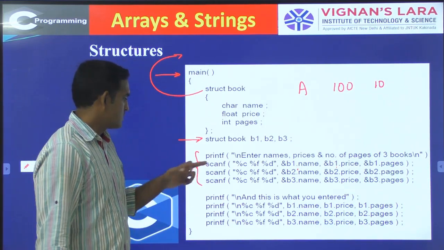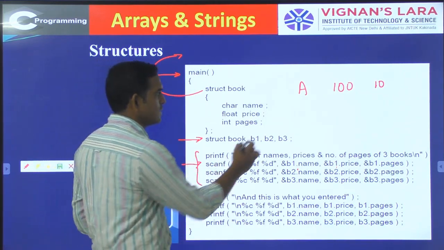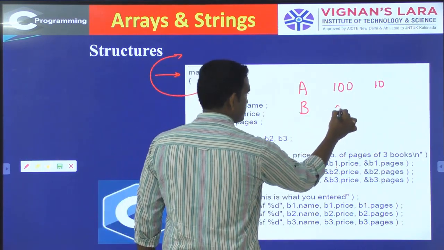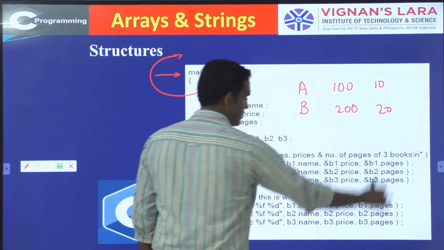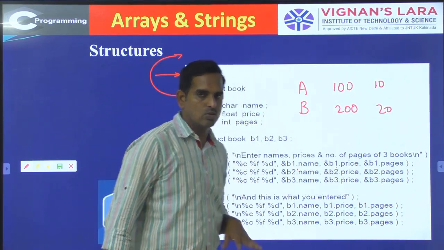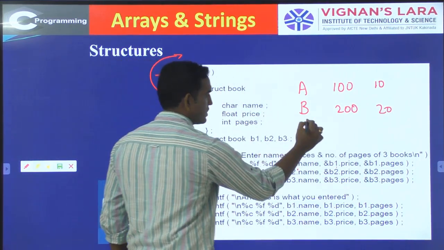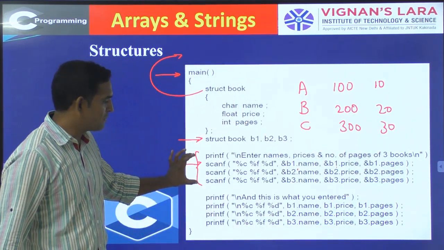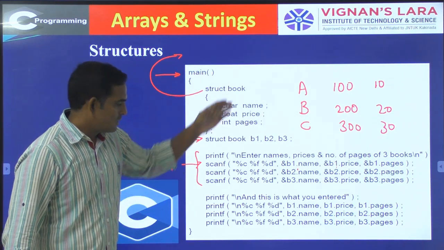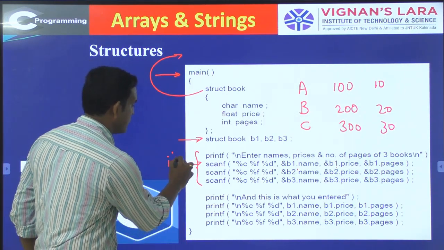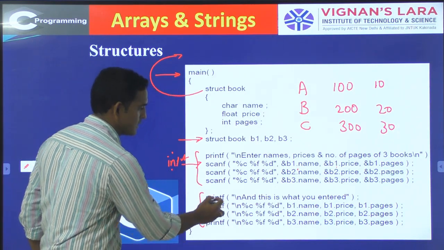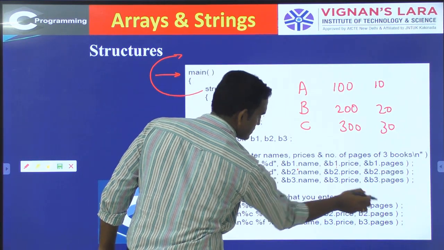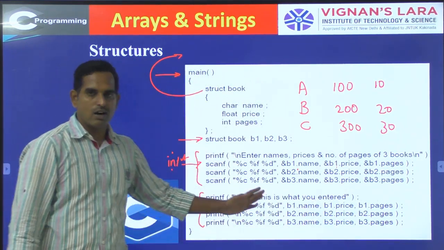Like that, the second scanf is for the second book values. I have to give the values b, that is the name of the second book, 200 rupees and 220 pages. Same is the case for the third book. That is how you will be giving the values. This is the input part where you give the values, and this last part will print all these values, that is b1 dot name, b1 dot price, b1 dot pages. So it will print all the values.